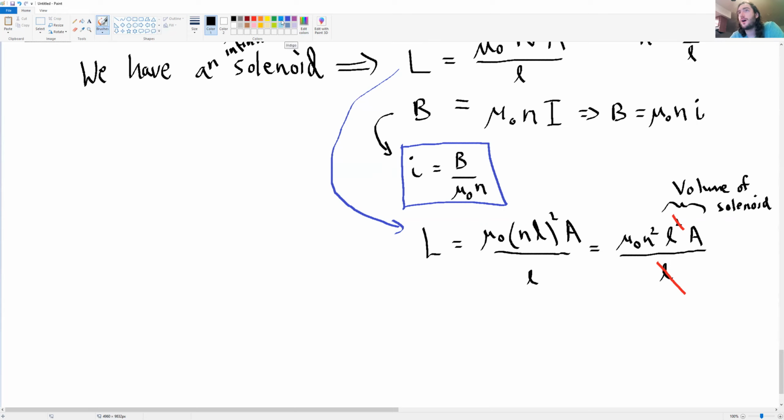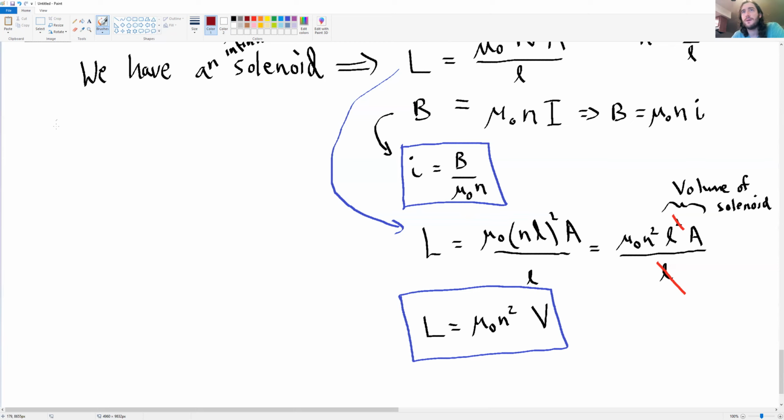Okay, so let's finish it off here. The equation that we're going to plug in is L equals mu 0 n squared times V. Okay, so we're going to plug those in now. Let's do it right over here on the side so we can keep everything in plain sight. So U equals 1/2 L i squared. That's the energy stored in the inductor due to the time varying current there.